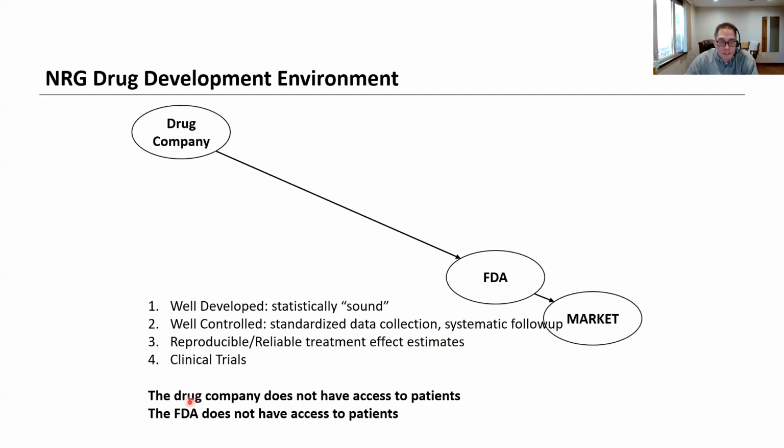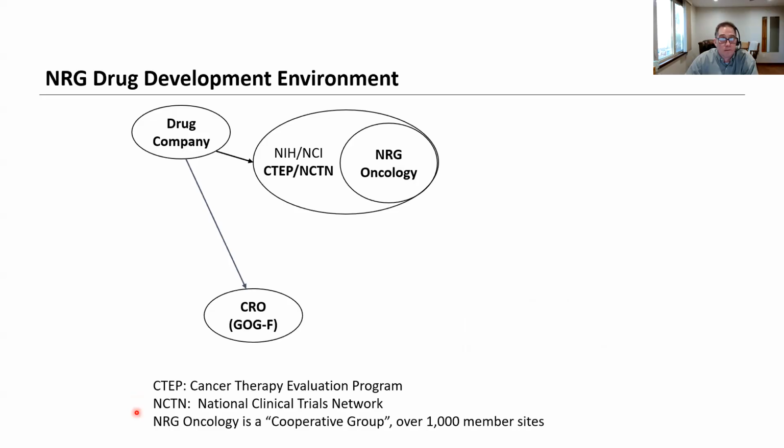The challenge here is that the drug company doesn't have access to patients, and the FDA does not have access to patients, and so somehow those patients have to magically appear in that clinical trial, and that's where the NCTN comes in.